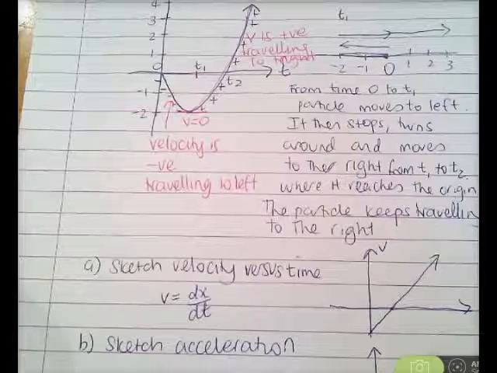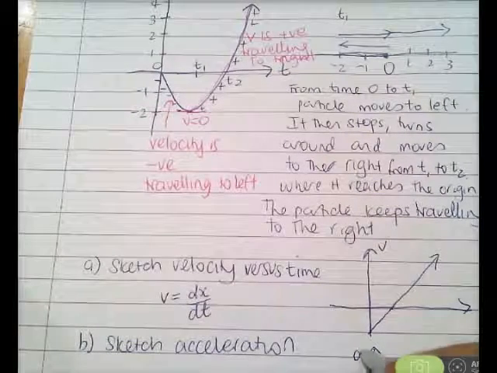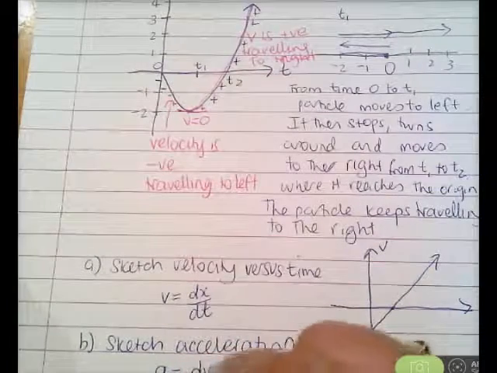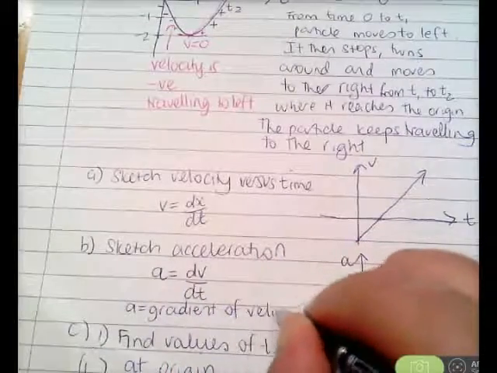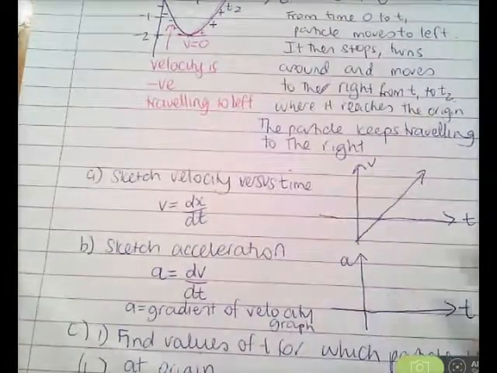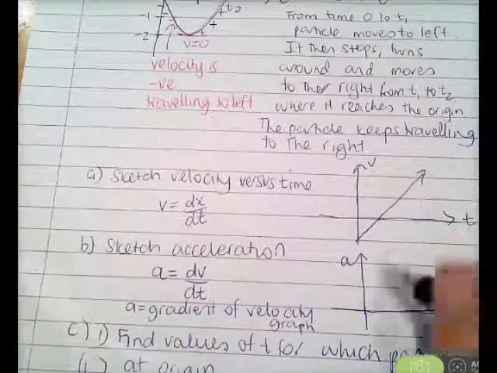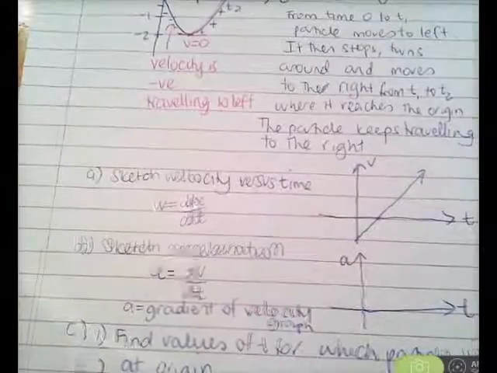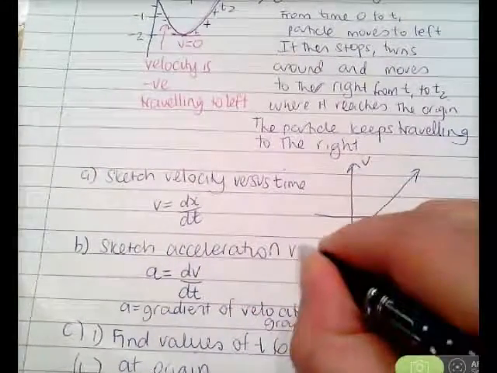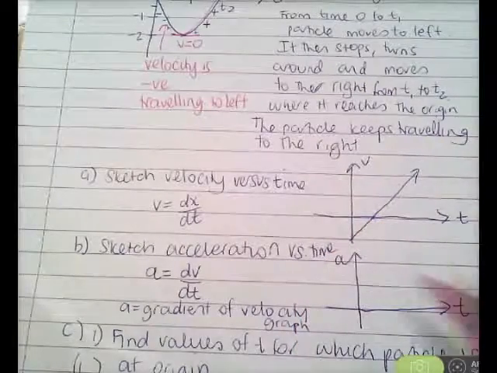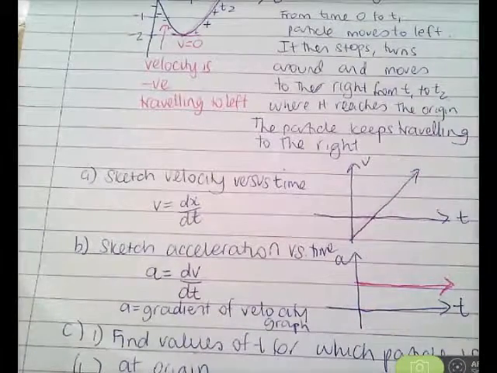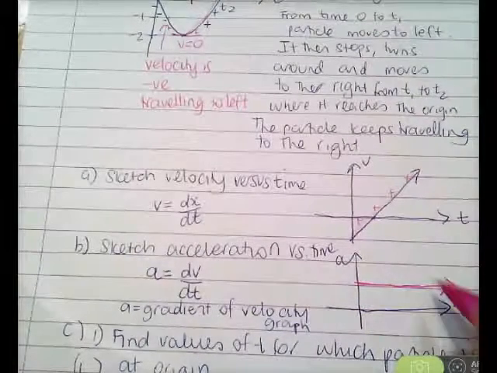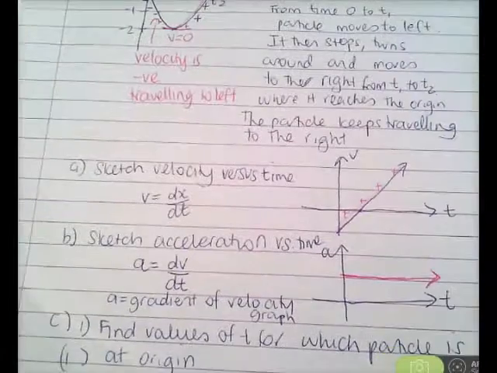Next thing we have to do is sketch the acceleration curve. Now, remembering that acceleration is dv/dt, acceleration equals the gradient of the velocity curve, of the velocity graph. So the gradient of this is a positive gradient and it's constant, so therefore the sketch of acceleration versus time is positive and it's constant, because the gradient of this is a constant gradient. It's the same all the time, so it's just positive. So therefore that is the sketch of acceleration versus time.